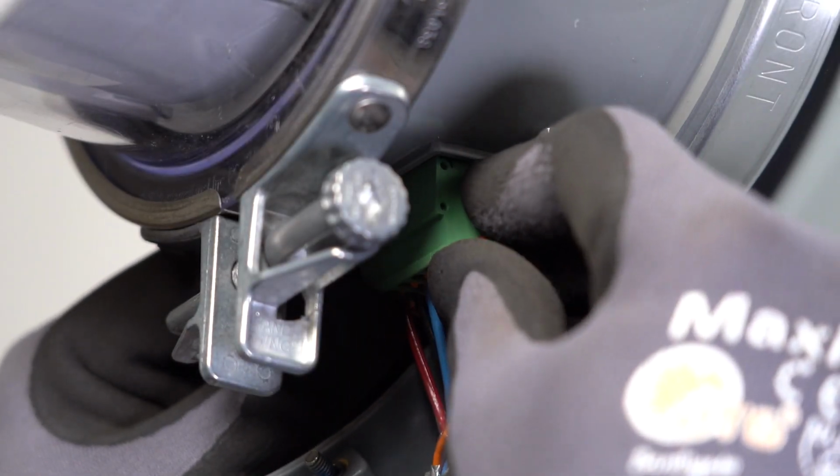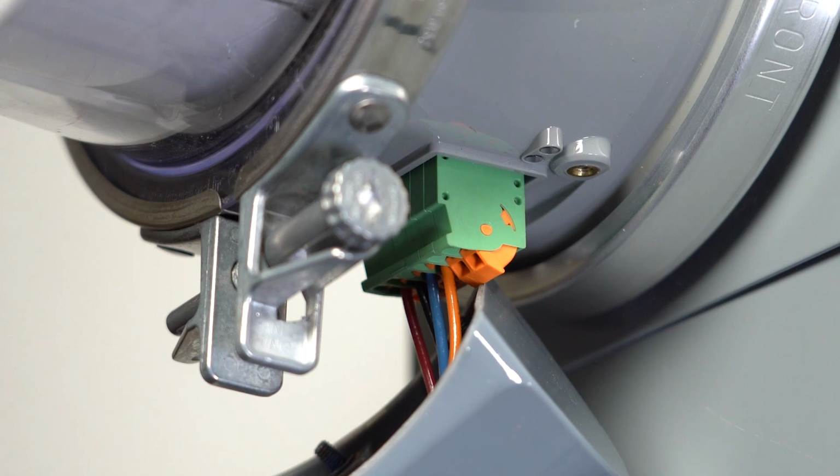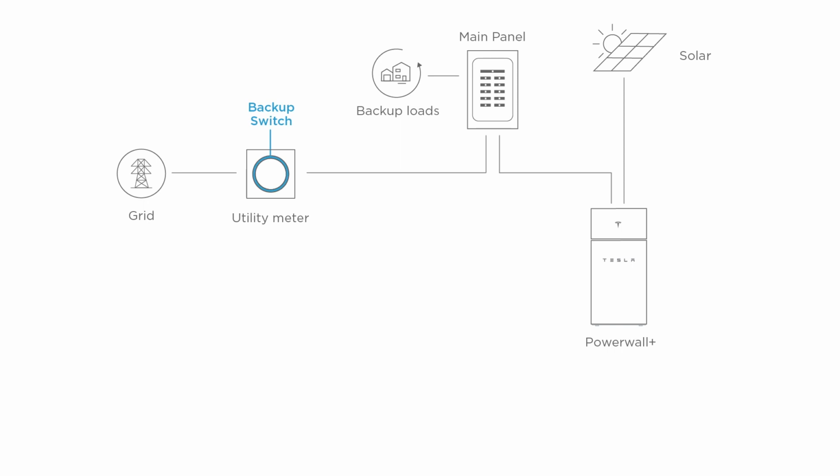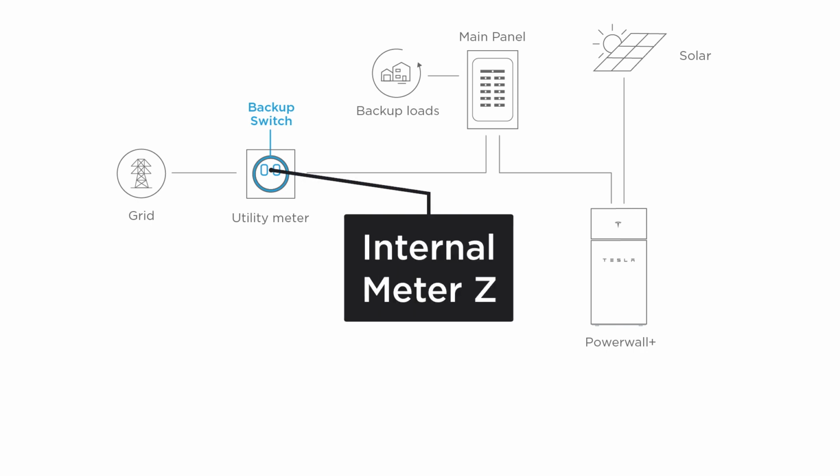When installed with backup switch, the site monitoring for Powerwall systems is completed with internal meter Z. Because backup switch is installed directly behind the utility meter, all site power flow is inherently captured by meter Z, and no additional CTs can be configured as site.